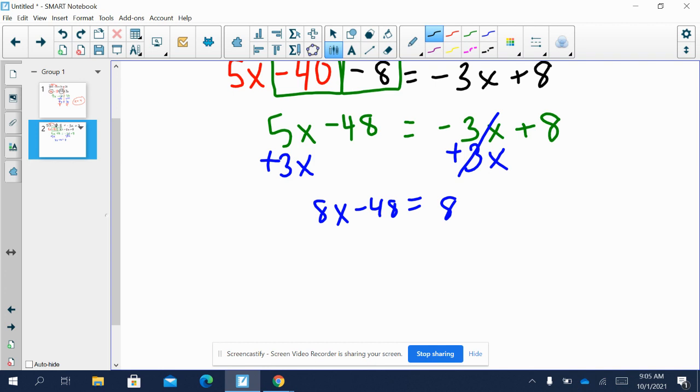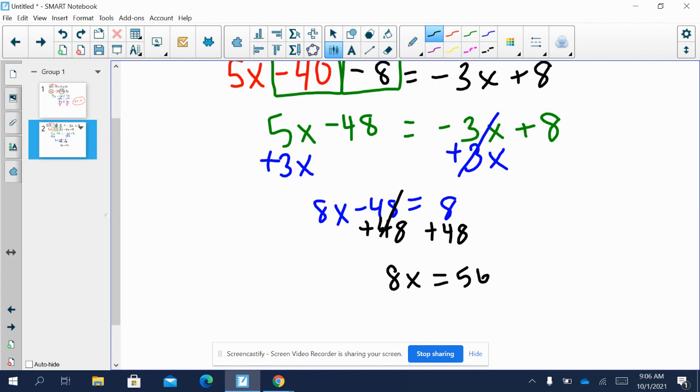Well, currently we are subtracting 48 from the left. So to get rid of that, we are going to use the inverse operation of addition. We'll add 48. Those will cancel out, and we'll get 8x is equal to 56.